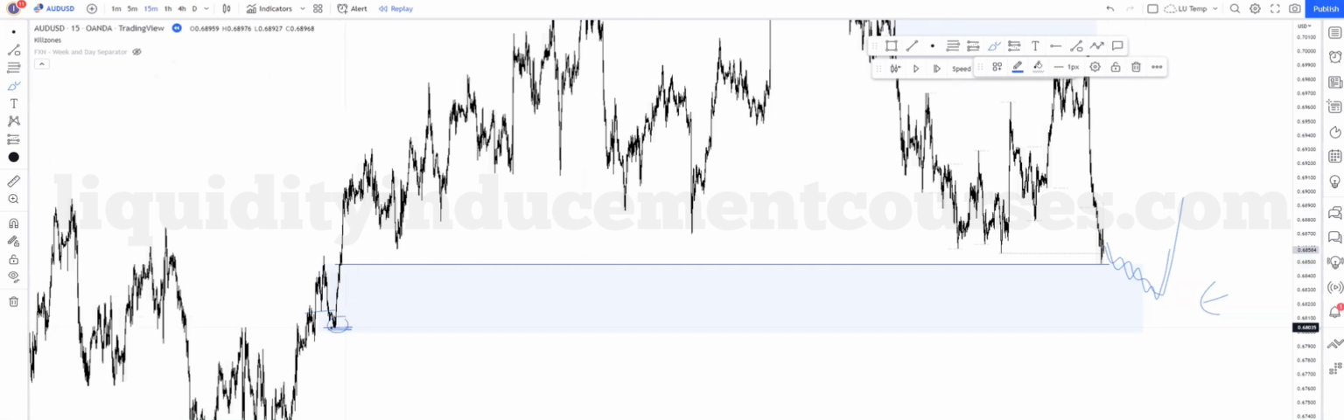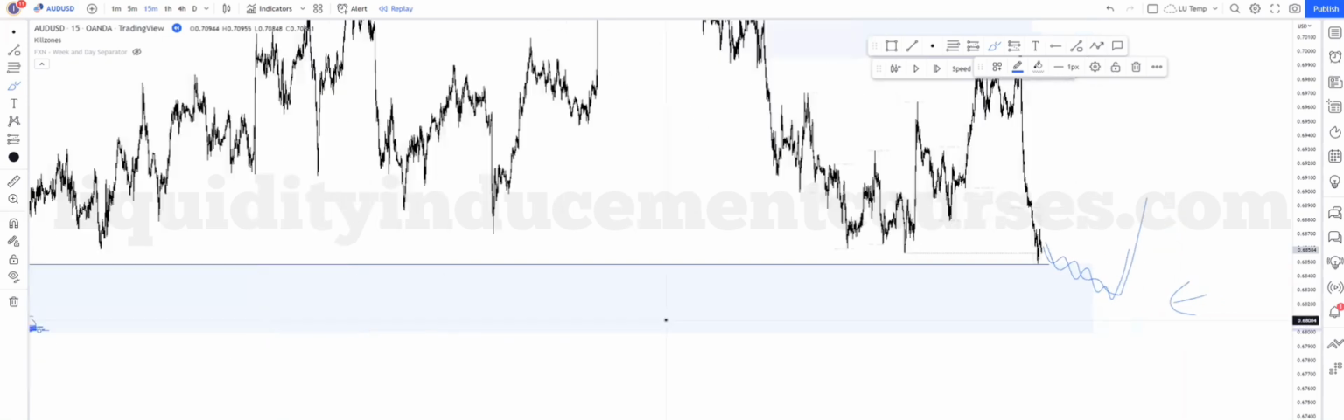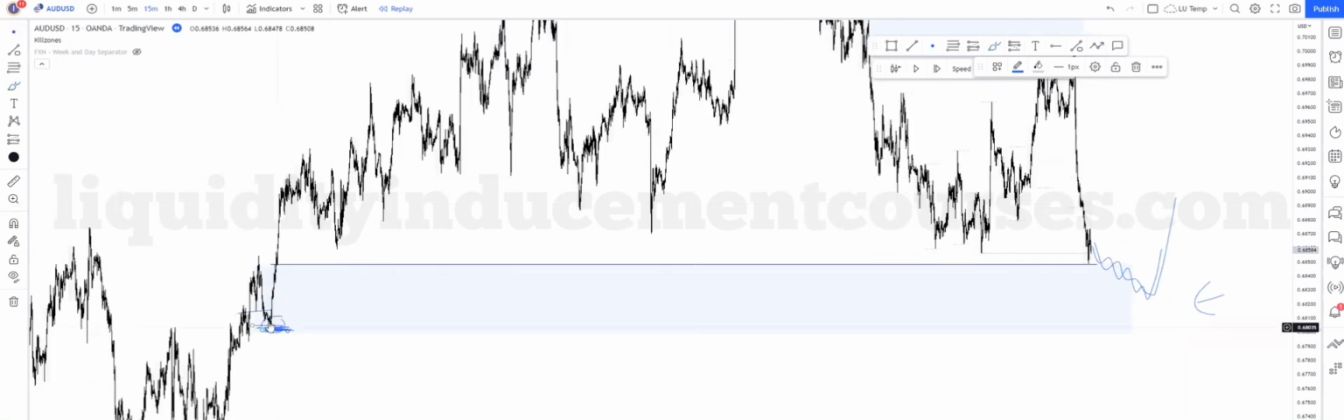As long as this low is being held, we're still bullish for the day. If it breaks, then it just invalidates the entire bias that we have in mind. Right? So remember, a strong low should not be broken in this case. So that's that. Just a quick reminder on that.